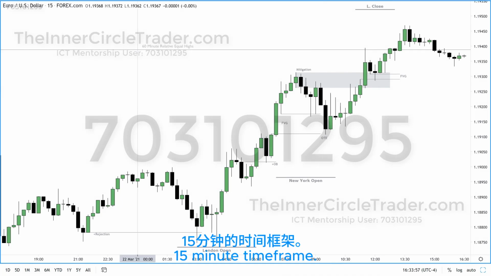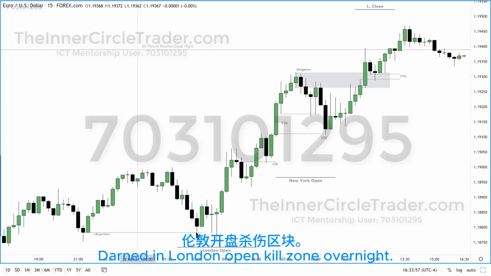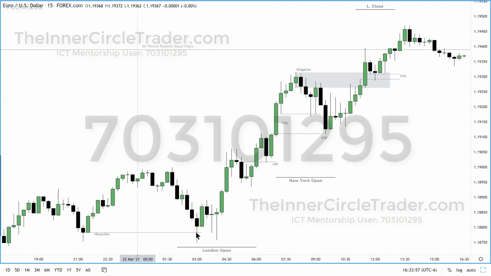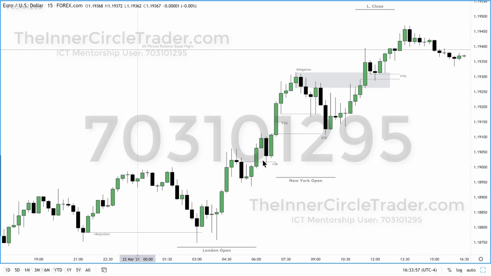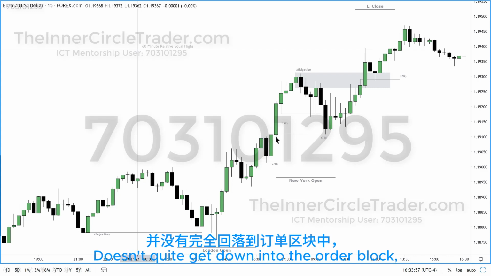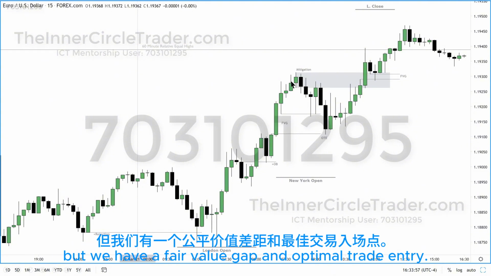Euro dollar, 15-minute time frame. Short-term low, rejection block, extended out in time. During the London open kill zone overnight, we swept that, created a low of the day, relative equal highs, price drew up into that, came back down in, breaker, rallies, bullish order block, trades back down into it between the kill zones, creates an order block here, rallies, doesn't quite get down into the order block, but we have a fair value gap and optimal trade entry.